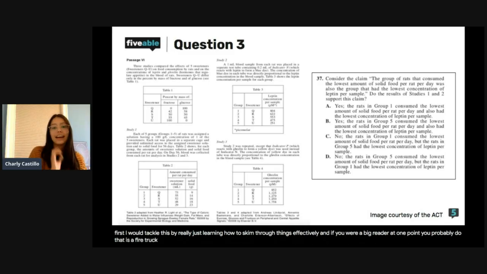That is a fire truck, and that's why there might be some noise in this next minute.